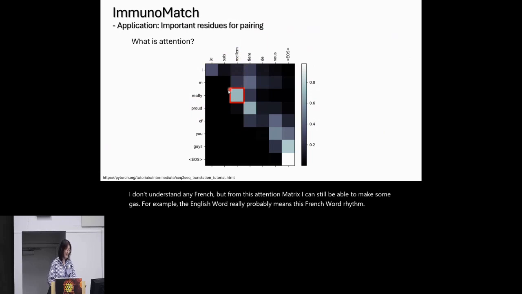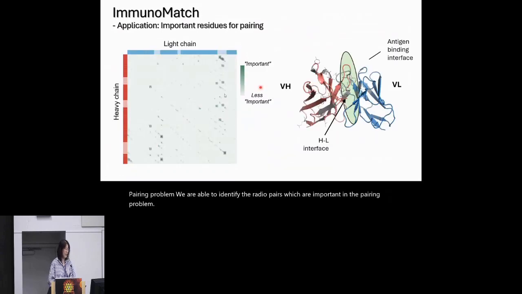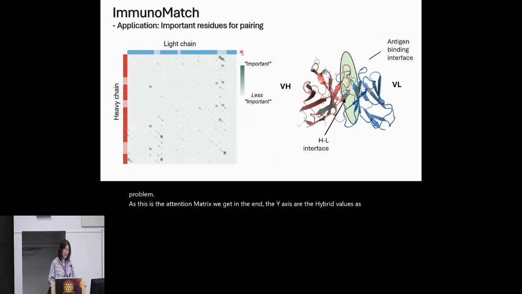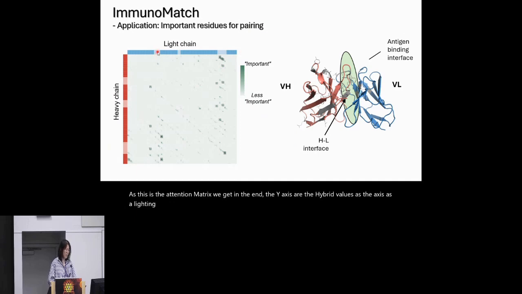So if we borrow this concept into the heavy light chain pairing problem, we are able to identify the residue pairs which are important in the pairing problem. And this is the attention matrix we get in the end. The y-axis are the heavy chain residues, and the x-axis are the light chain residues. The lighter color means that these residues are in the CDR loops.